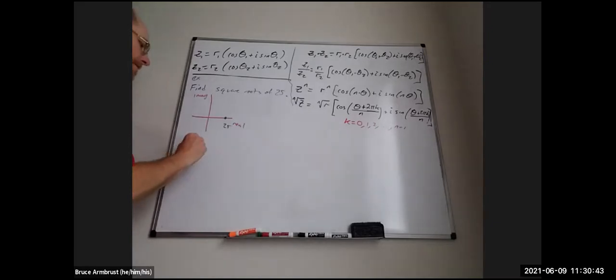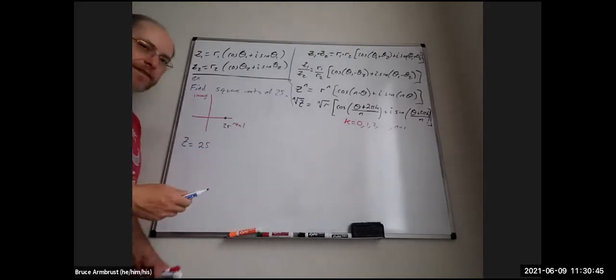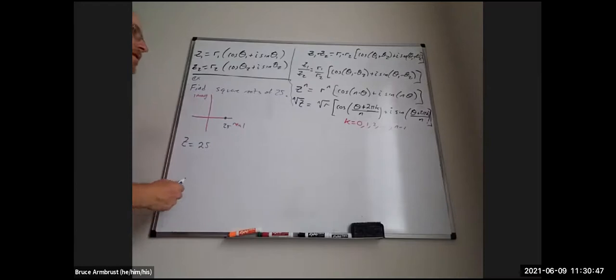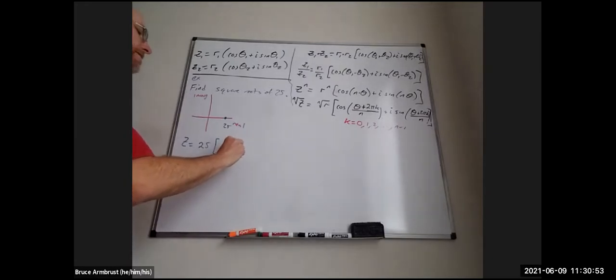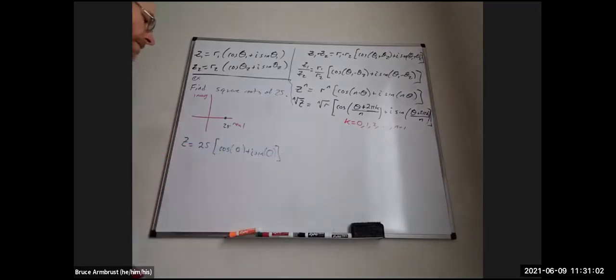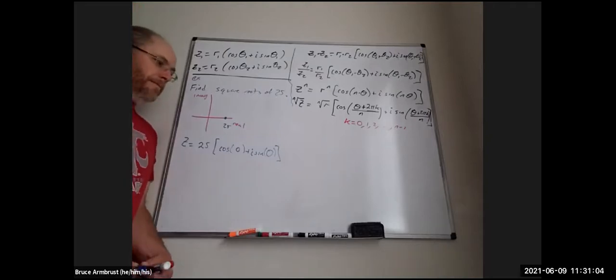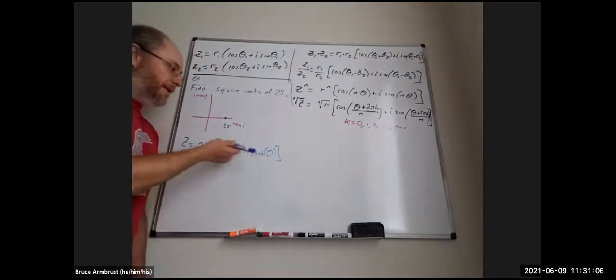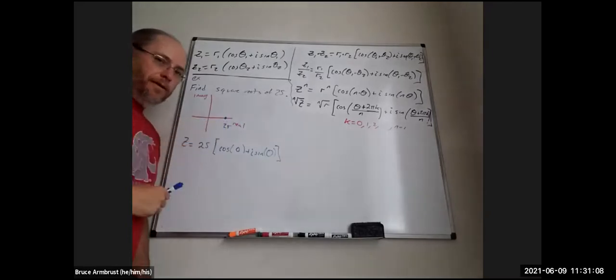Its polar form is going to be 25, because that's its absolute value, times cosine of 0 plus i sine of 0. And those get a 0 because that's the angle where we're going.